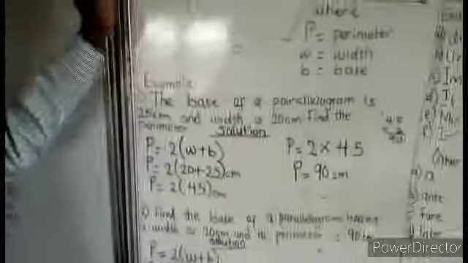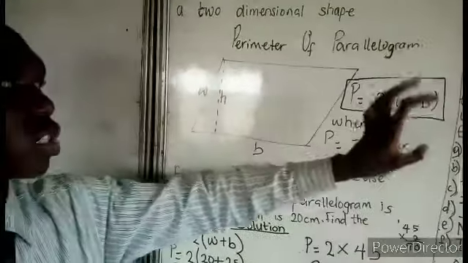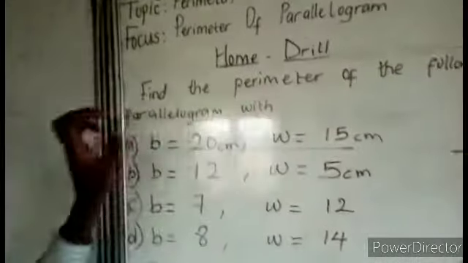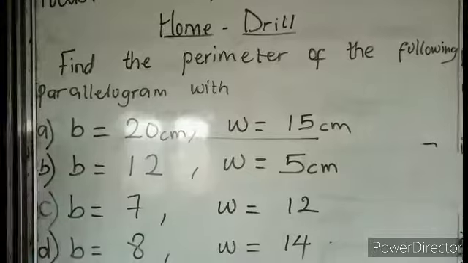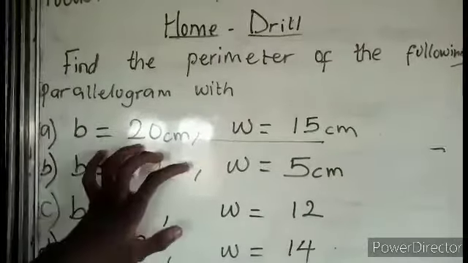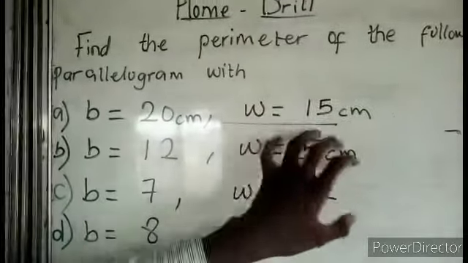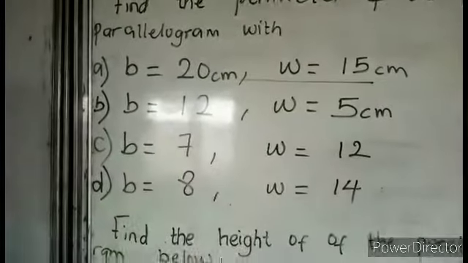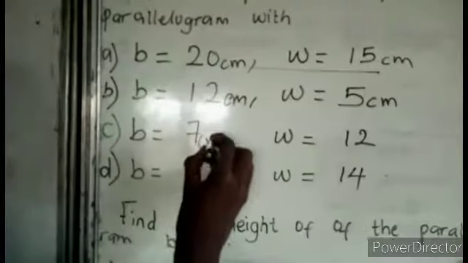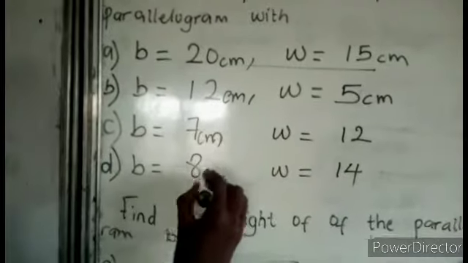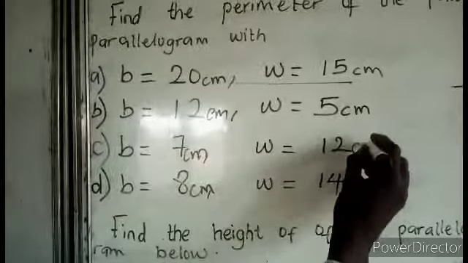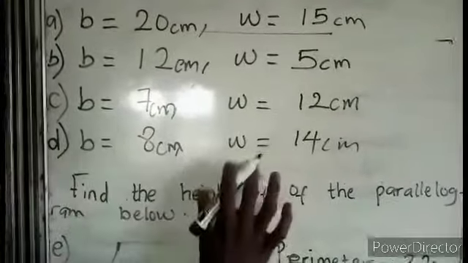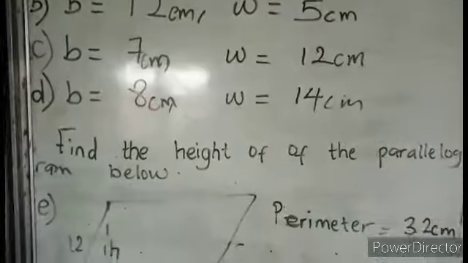Remember, the formula for perimeter is 2 into bracket W, which is the width, plus B. To our homework: find the perimeter of the following parallelograms with the following sides. A, the base is 20 centimeter, our width is 15. B, our base is 12 centimeter, our width is 5 centimeter. Then the third one, C, our base is 7 centimeter, our width is 12 centimeter. D, our base is 8 centimeter, our width is 14 centimeter.